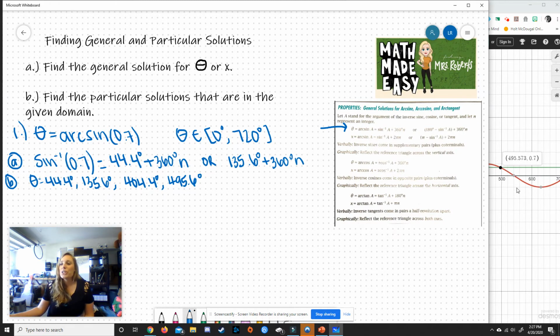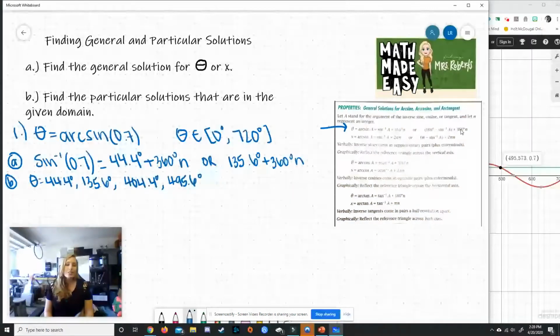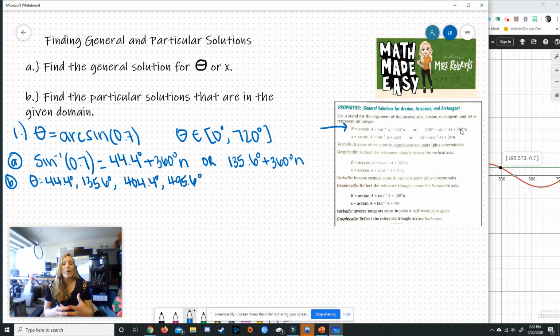So, using this rule right here, we were able to solve for a general solution, which is always going to have a plus 360n or plus something n. If the period changes, that changes things. And then we were able to find the particular solutions, and particular means actual points in this given domain.